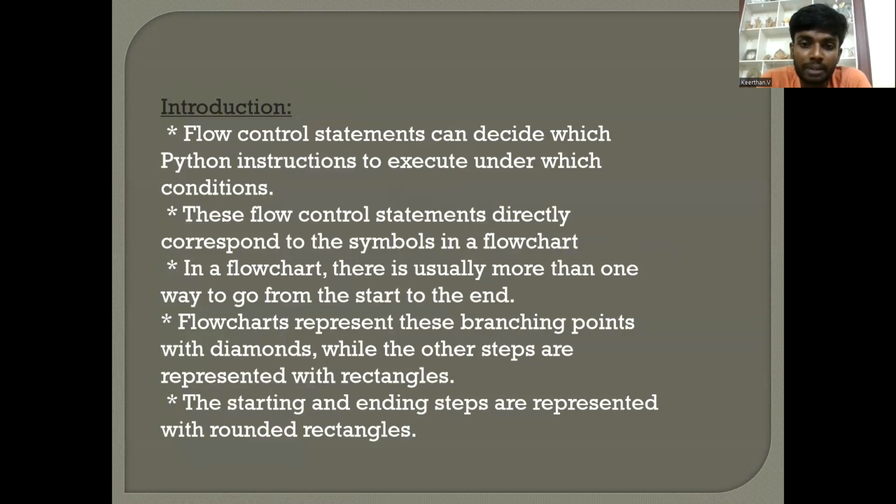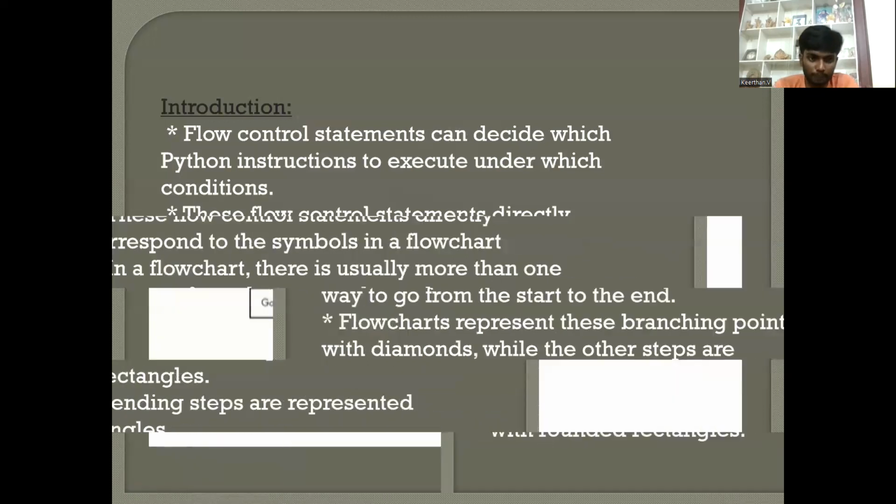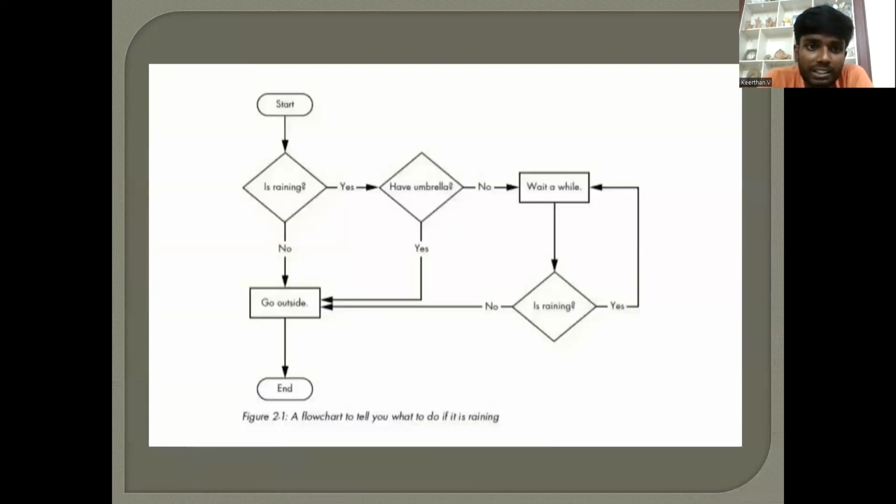Flowcharts represent these branching points with diamonds, while the other steps are represented with rectangles. The starting and ending steps are represented with rounded rectangles. So as you can see here, there are diamonds, rectangles, and starting and ending is represented with rounded rectangles.